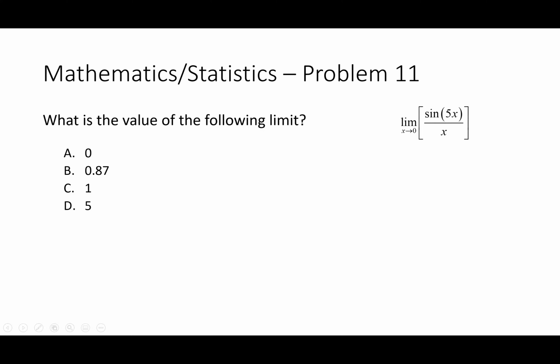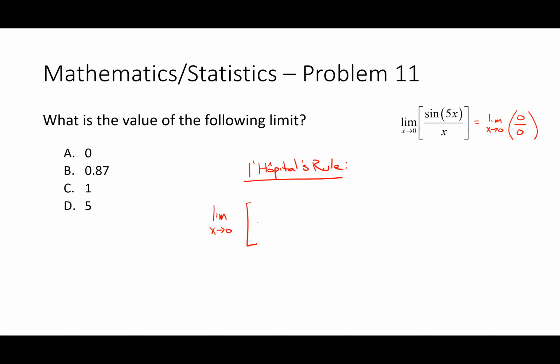Now, limits. What is the value of the following limit? The limit as x approaches 0 of the sine of 5x over x. Now, if I plug in 0, what do I get? I get the limit as x approaches 0 of the sine of 0, which is 0 over 0. That's an indeterminate form. And if you remember from calculus, we have a little trick that we can use. L'Hopital's rule.